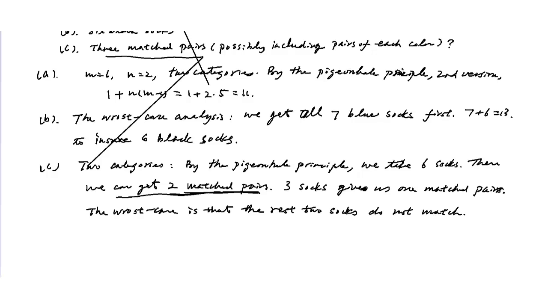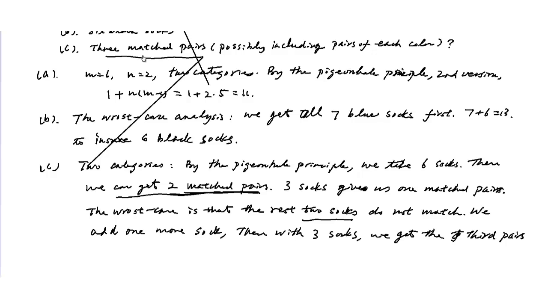So in this case, we need 1 more sock to go with these 2. Then 3 socks will give us a pair of the same color, right? So we add 1 more sock, and with 3 socks, we get the 3rd pair. Therefore we need a total of 7 socks to get 3 matched pairs.